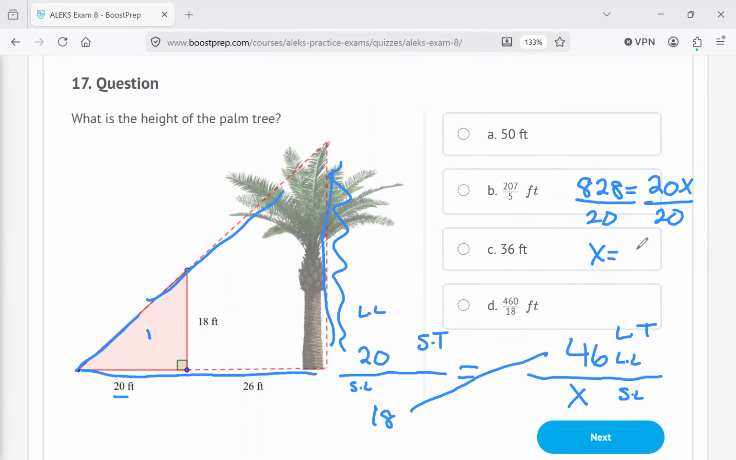820 over 20 is about 41.4. So I know they probably reduced it. I think it's B, but if you want to double check, put 207 over 5 in the calculator and you get 41.4. Yes, that's the one. Because they reduced it, so it's really good.